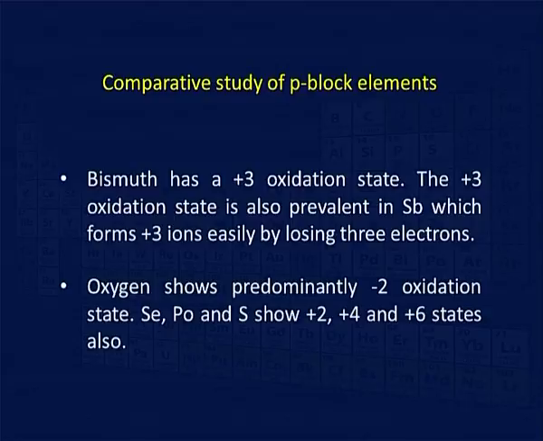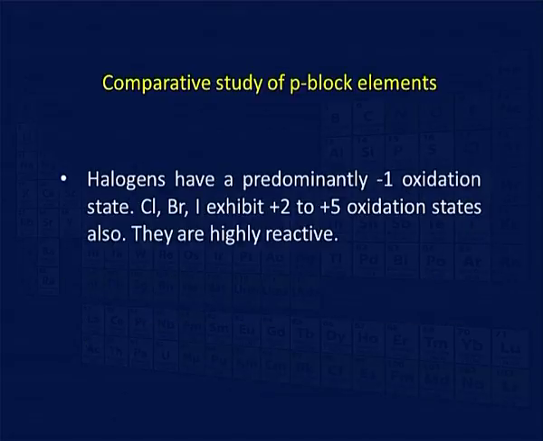In the next group of chalcogens, oxygen shows predominantly the -2 oxidation state, while sulfur, selenium and polonium also show +2, +4 and +6 states. Halogens have a predominantly -1 oxidation state. I am talking about the 17th group. Chlorine, bromine and iodine exhibit +2 to +5 oxidation states in addition to -1, and all of them are highly reactive elements.